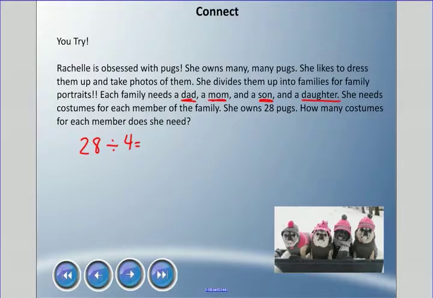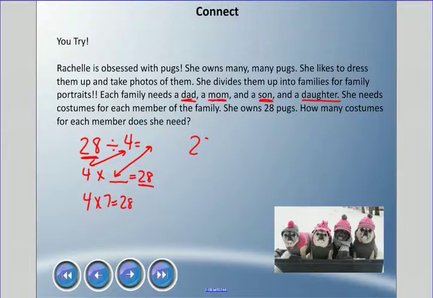And 28 divided by 4. And I got to think to myself, maybe what is 4 times something equals 28? Because remember, the product and the dividend are the same. And so this factor is the same, and this factor will be the same as that quotient. Quotient is the answer when you divide. So 4 times something equals 28. Well, I know 4 times 7 equals 28. So therefore 28 divided by 4 equals 7. She will need 7 costumes for each member. She'll need 7 dad costumes, 7 mom costumes, 7 son costumes, and 7 daughter costumes to make these family portraits.